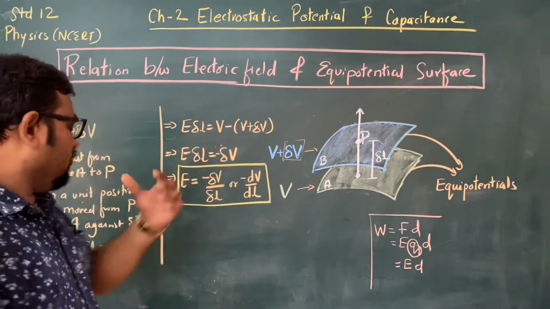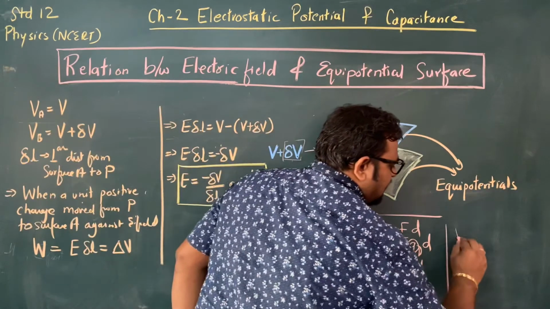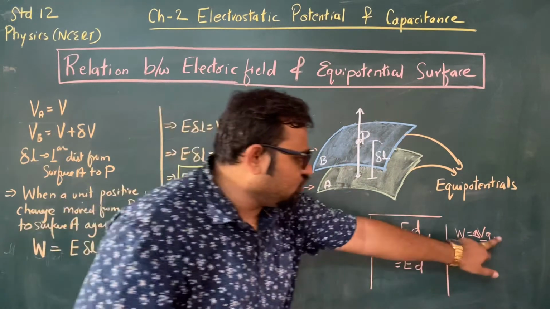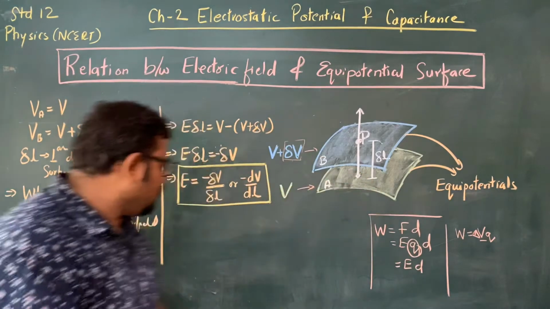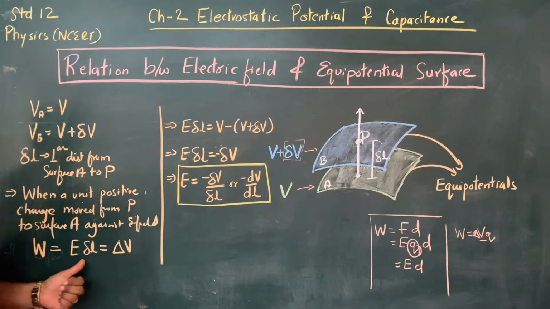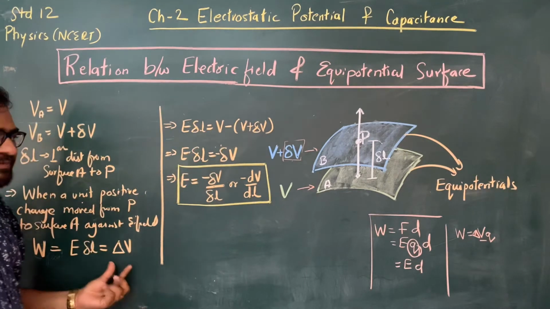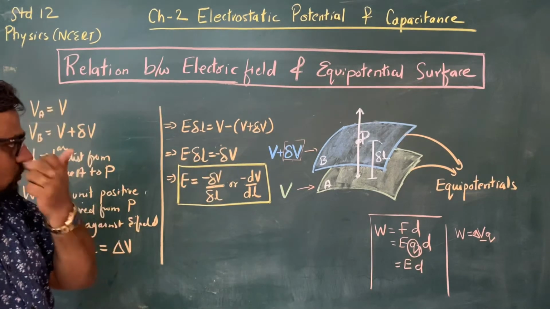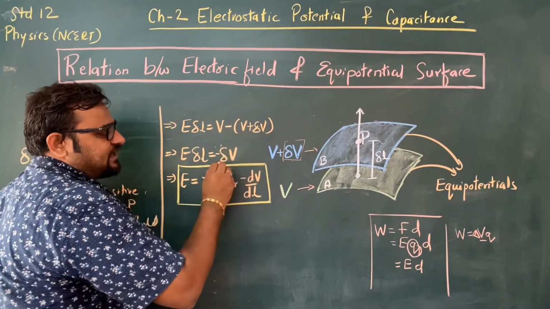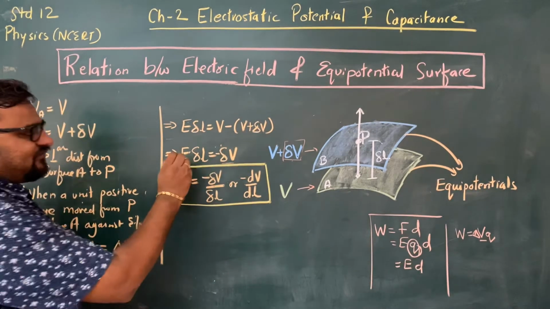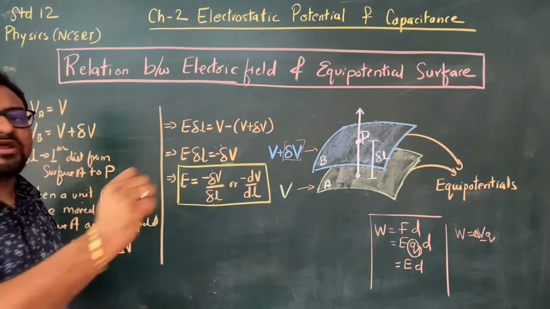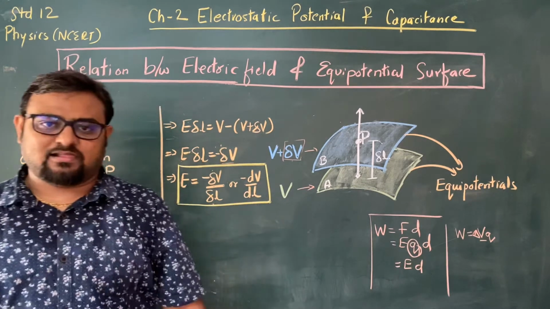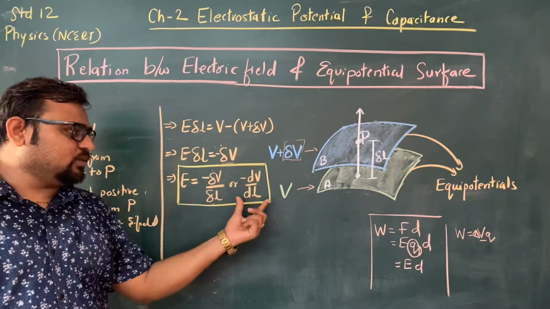and that is equal to the potential difference. In actual case, work done is equal to VQ, where V is the potential difference, so I can write delta V Q. But Q, again, we are taking as a unit positive charge, so this will be equal to delta V. So E delta L will be equal to the potential difference, means potential at A, V, minus potential at B, V plus delta V. V minus V plus delta V gives minus delta V. So the electric field is equal to minus delta V upon delta L, or we can take minus dV upon dL. Clear? So E is equal to minus dV by dL.